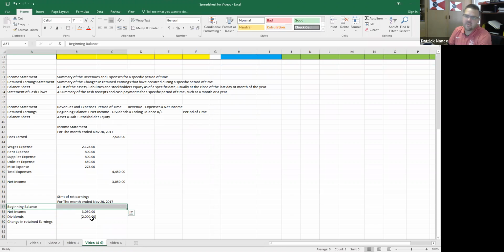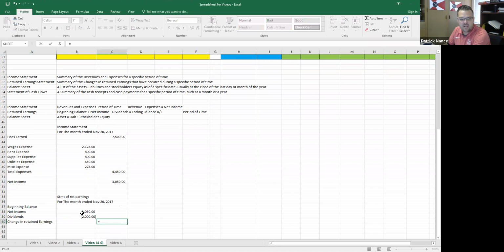This is my net income that increased it. If I had a net loss, by the way, it would decrease it. And then my dividends decrease it. And so then I'm getting a net amount of change. So I'm adding these two together. So now I can find my ending retained earnings balance.